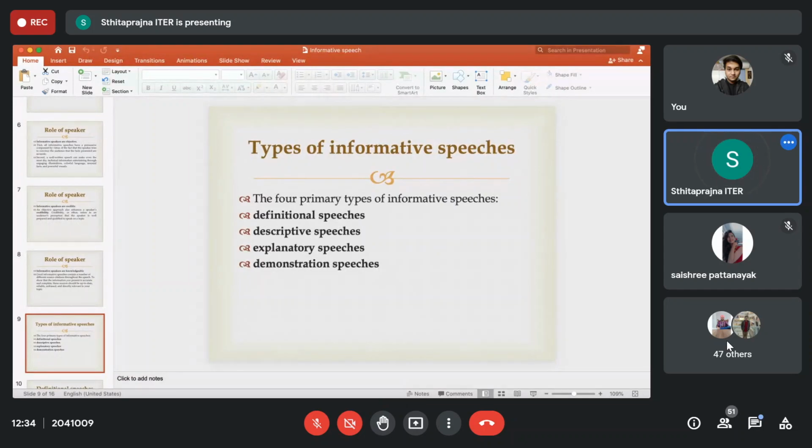Well, four types of informative speeches: definitional, descriptive, explanatory, and demonstrative. Definition, see the words, define them. So they are self explanatory: definitional, descriptive, explanatory, or demonstration. So you can choose one of these.